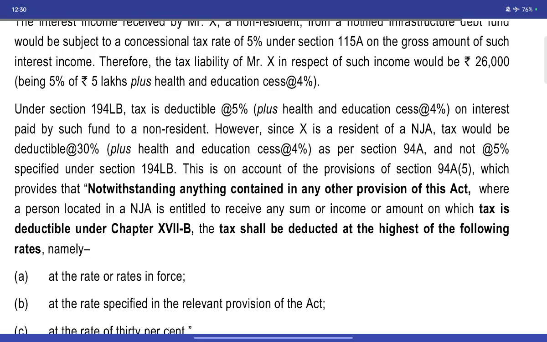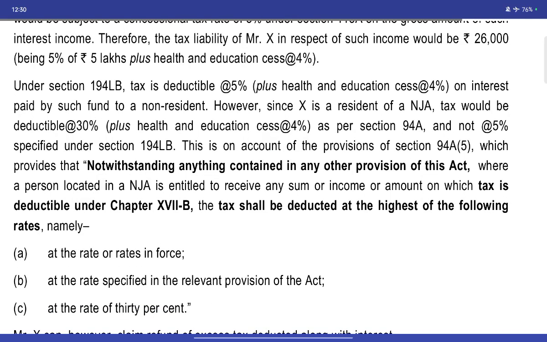However, the excess of such income would be taxed at 30%, plus health and education cess, that is under section 194A. It is not 5%, subject to section 194LA.